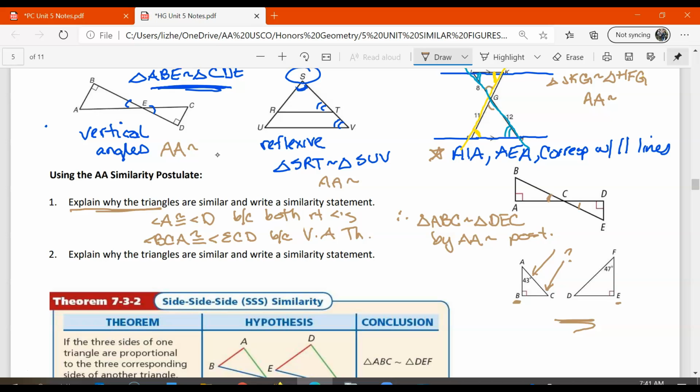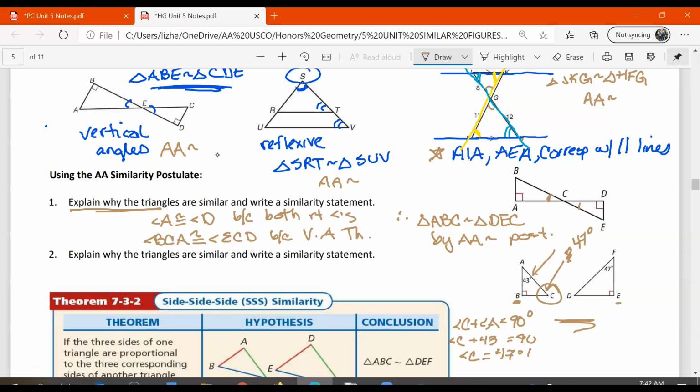So to find angle C, I would say, well, angle C plus angle A have to be 90 degrees because B is also 90, and 90 and 90 make 180. So therefore, A is 43. So angle C plus 43 is 90. So what does angle C equal? 90 minus 43, which is 47 degrees. So therefore, this angle is 47 degrees.